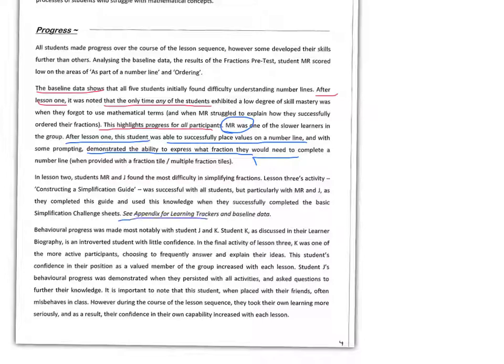He refers here to his learning trackers and baseline data. I'll show those to you in a moment. But he has data in his appendices that back up the inferences that he's making here. The other thing I like about this particular report is that he's reporting also on the whole student, not just on their learning of the content of the lesson sequence, and linking back to the learner biography. So I score quite highly for this section as well.